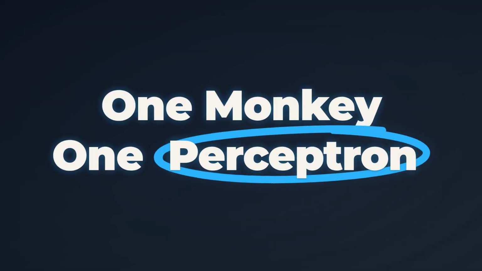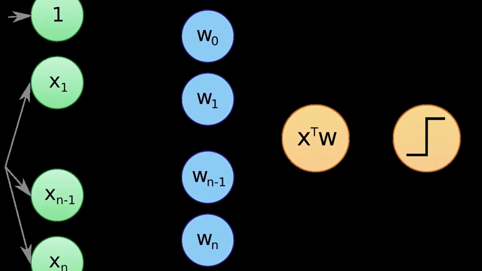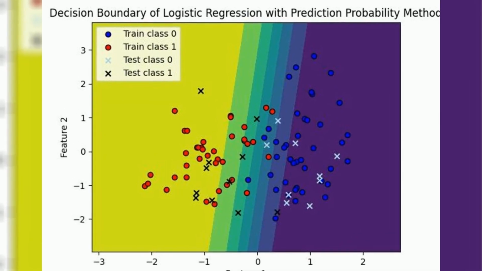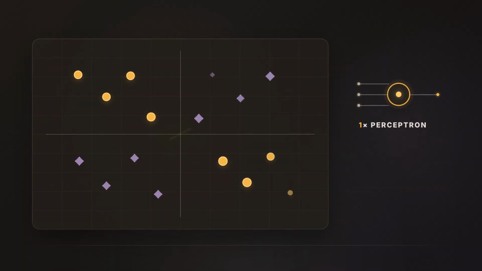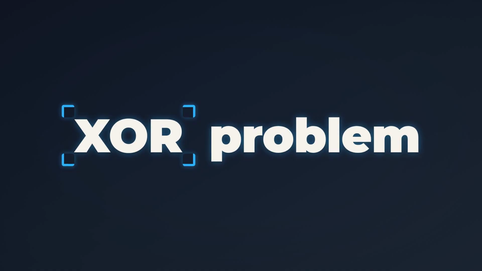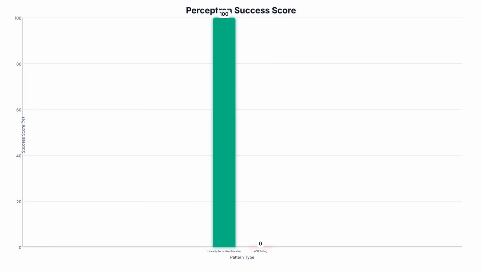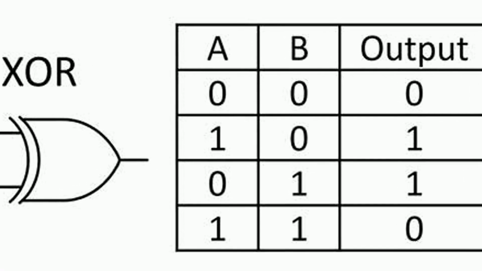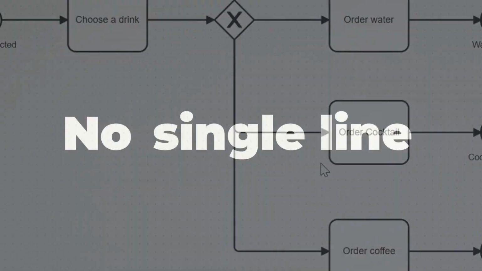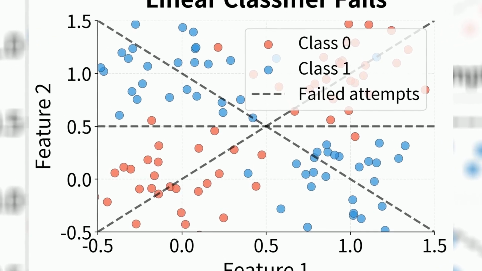A single monkey, a single perceptron, can solve certain kinds of problems beautifully. If you can draw a straight line separating bananas from not bananas based on some set of features, one monkey handles it. But some problems cannot be divided by a straight line. The classic example is the XOR problem, exclusive OR. Imagine you have two features, and the correct answer is yes only when exactly one of the two features is present. Not both, not neither. You cannot draw a single straight line to separate those cases. A single perceptron fails completely.